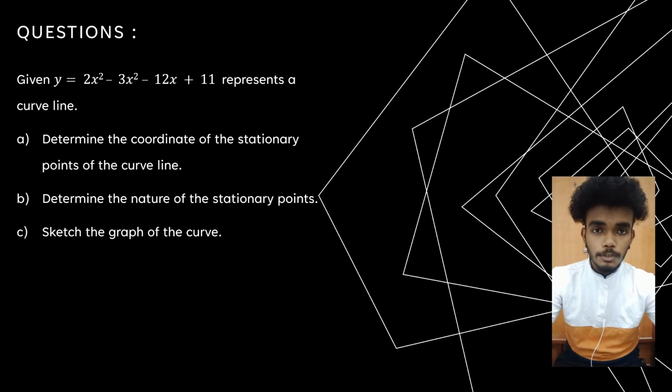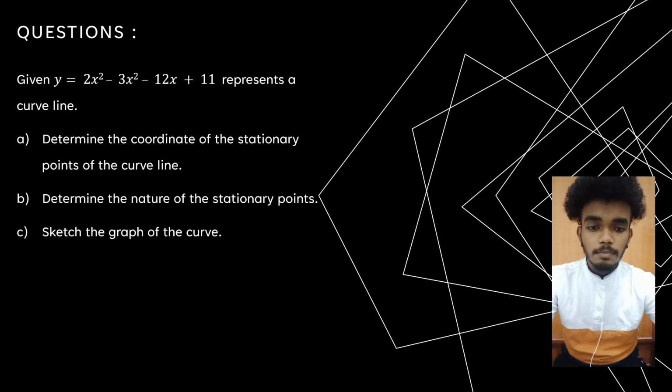Before we see the solutions, now is the time to see the questions. Given y equals 2x power of 3 minus 3x power of 2 minus 12x plus 11 represents a curved line. A. Determine the coordinates of the stationary points of the curved line. B. Determine the nature of the stationary points. C. Sketch the graph of the curve.